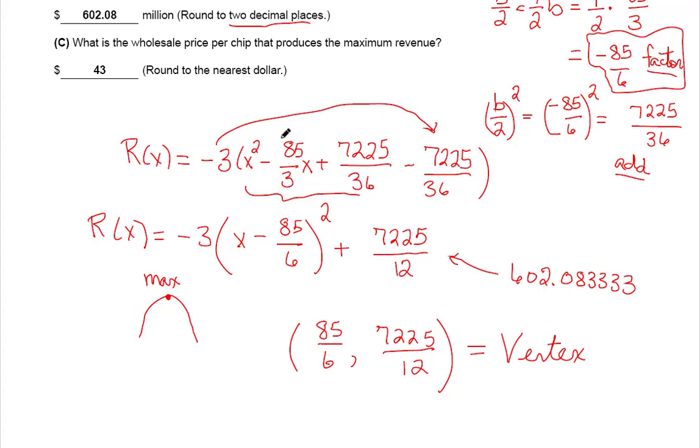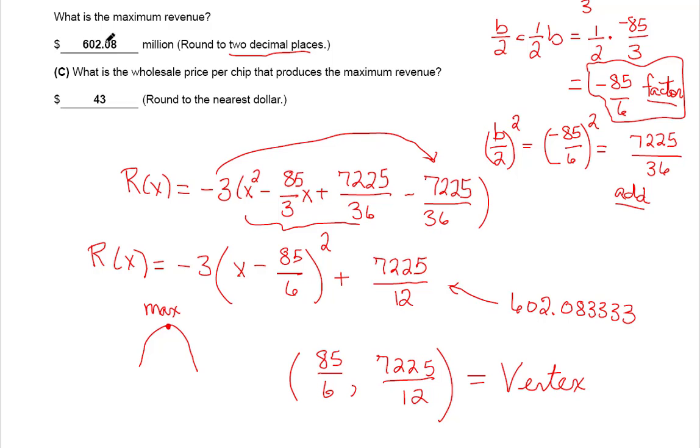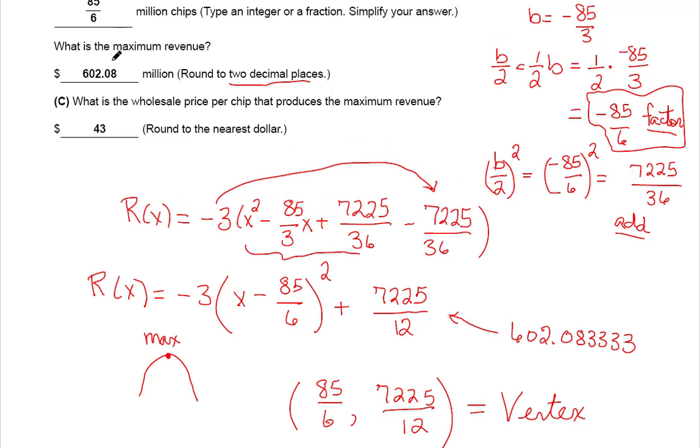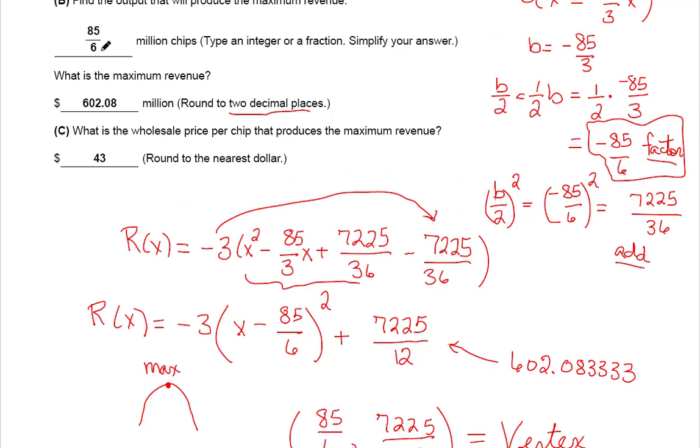Now, they wanted me to round this to 2 decimal places. And where is this number? All right, well, let's see. So looking at this number is 602.03. All right, so that's at that place is the maximum revenue. That was the X value.